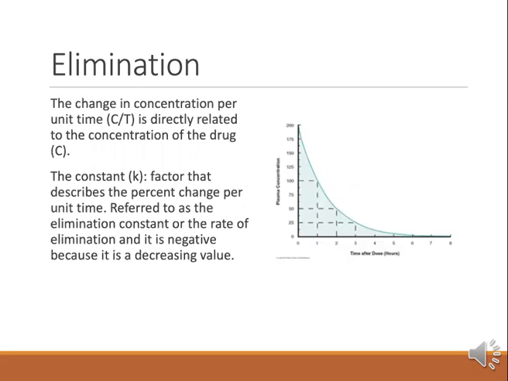So basically during elimination, the change in concentration per unit of time, dC/dt, is directly related to the concentration of the drug. That seems pretty easy, right? The constant, which is K, is the factor that describes the percent change per unit of time. That's referred to as the elimination constant, or you could also call it the rate of elimination. And it's negative because it is a decreasing value.